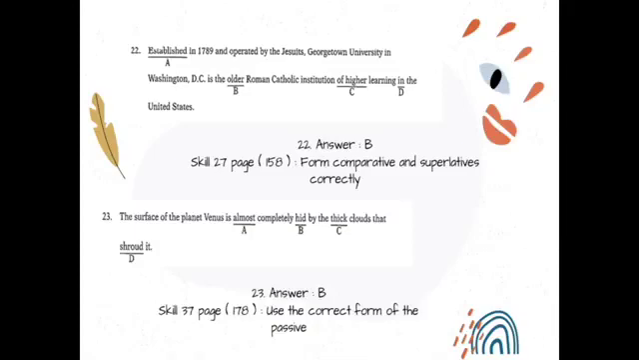Okay, for 23, the incorrect answer is B, height, but the correct answer is B, hidden. From skill 37, page 178, use the correct form of the passive. We can see the form of the passive is be plus past participle and by plus object.